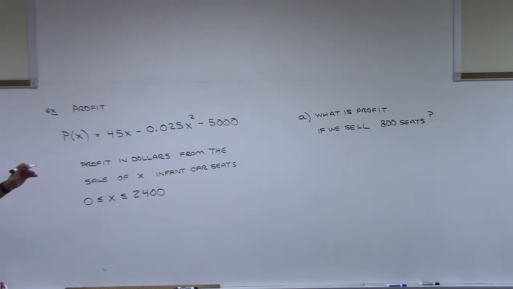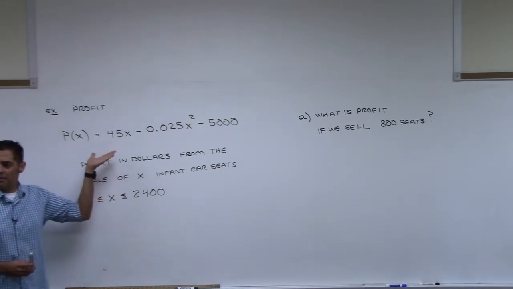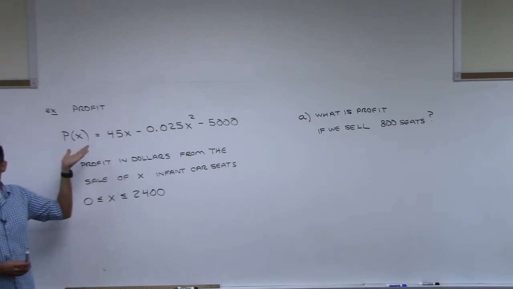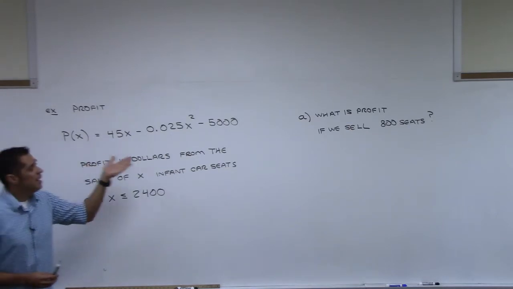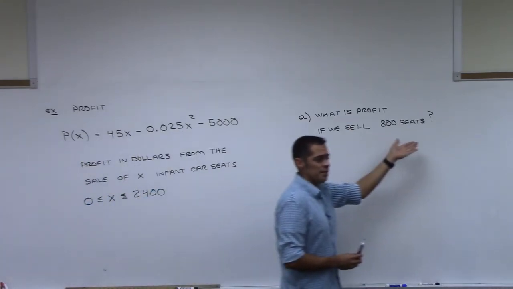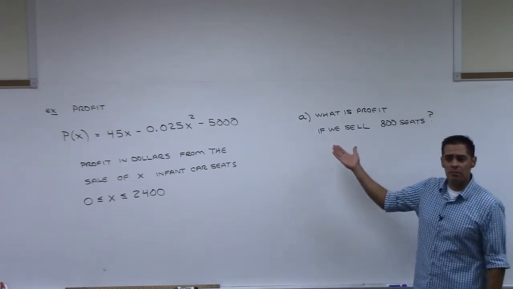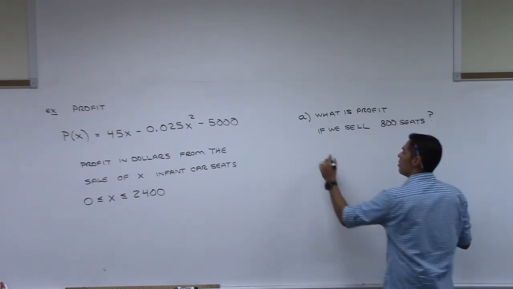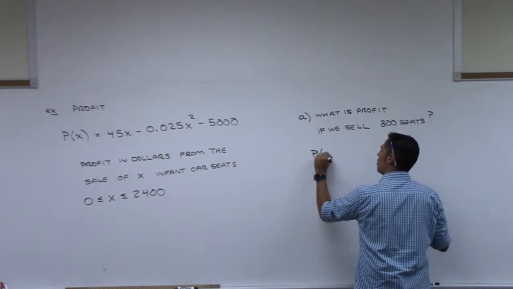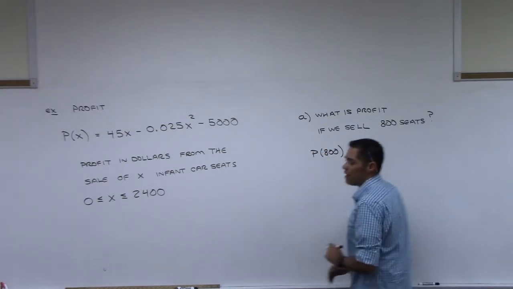Okay, so this profit will represent how much money we actually have after we sell 800 car seats. But how do I actually compute that? What is that question asking me to do? Just plug 800 into the profit function, right? Yep, that's it. It's saying, what's the profit if we sell 800 seats? We just plug 800 in, because that's our profit function. So the answer to this is P of 800. Now, you might need your calculator for this.